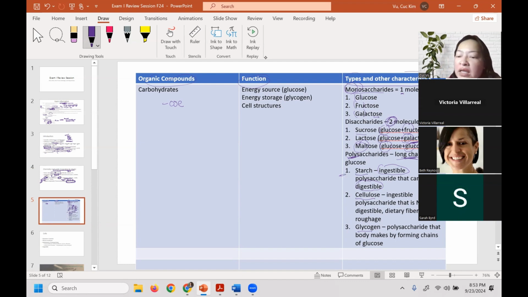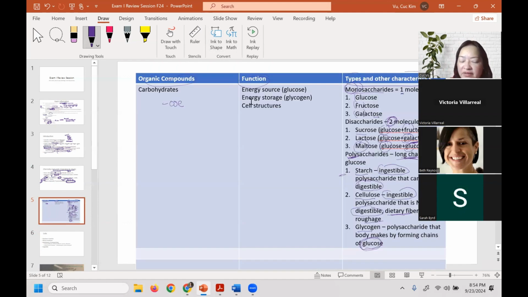Okay. Cellulose, you can eat it, but you cannot digest it because this is plant cell wall material. And because of that, it makes great roughage. So you eat it and it goes through your digestive system. And as it goes through, because you can't break it down, it helps to clean your colon. So in this case, this sugar is a cell structure for plants. Glycogen, we don't ingest it. We make it by connecting chains of glucose together.